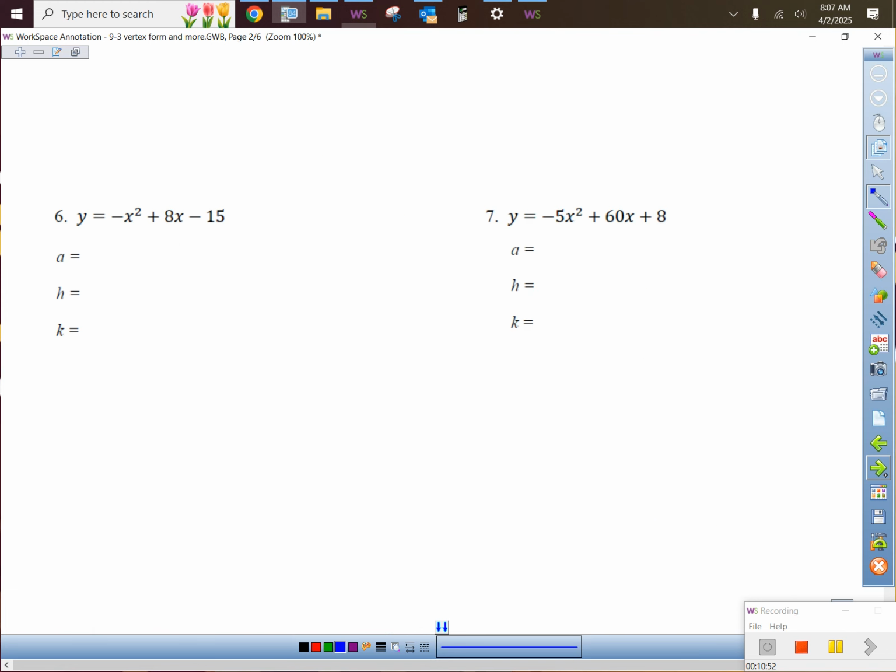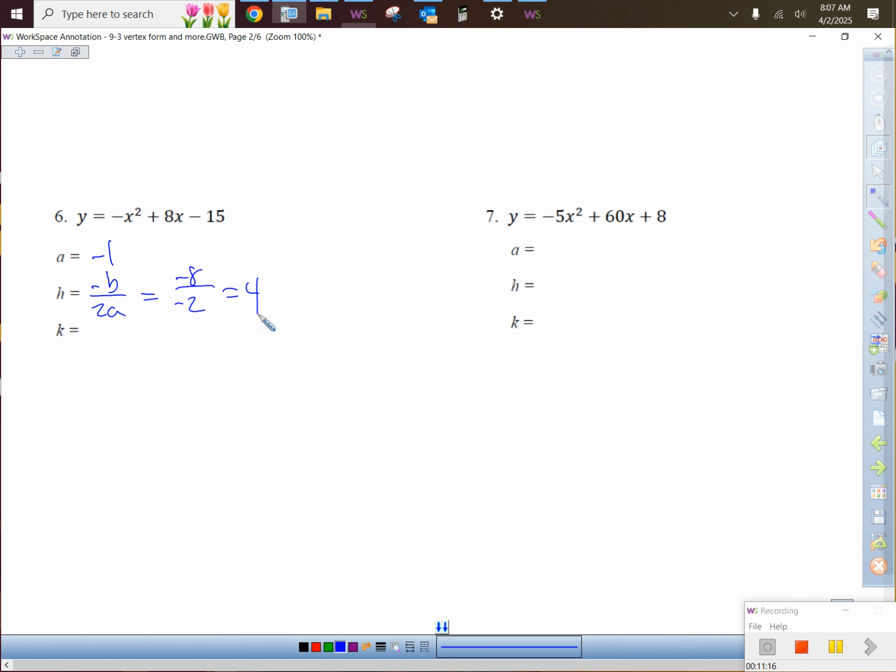Let's do that again. This is in standard form. A is negative 1. Let's see if we can find h. Please write the little formula down. The more you write something down, the more you remember it. So we're doing opposite of b over 2 times a. And then if you get the h value wrong, you're pretty much going to get the k value wrong. That's also why I like to have you show some work.